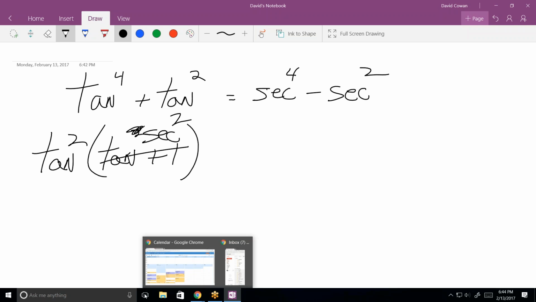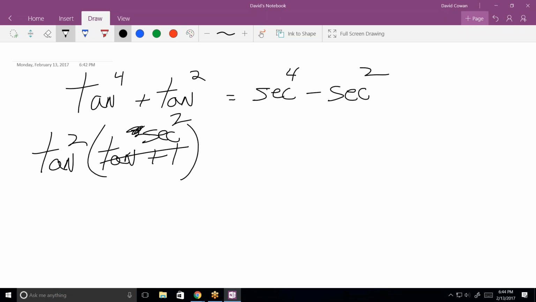There's no hard and fast rule that says you can't play with both sides. So I could do something similar with the right side. The question is, do I have to? Right now I've got tangent squared and secant squared. Let's see what happens if I factor a secant squared out. A lot of times by playing with both sides, it'll illuminate how we could play with just the left side and turn it into this.